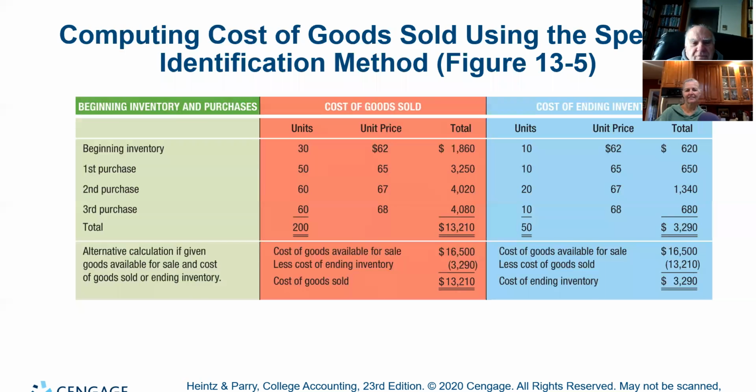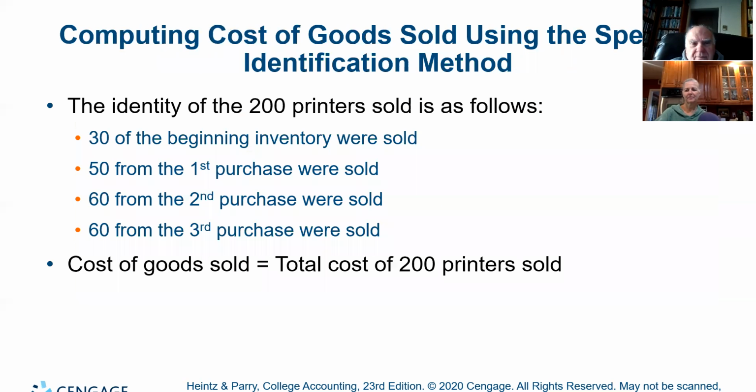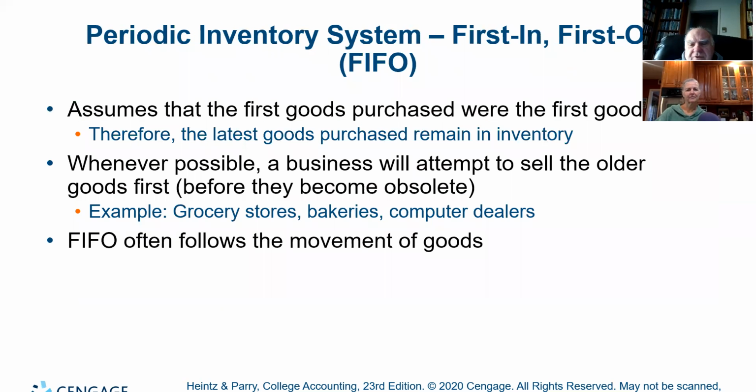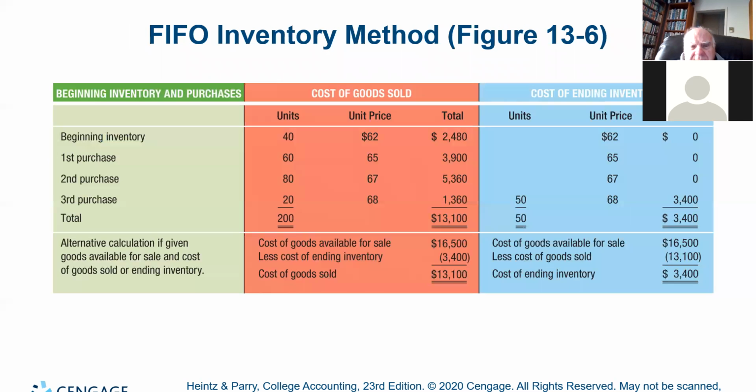Let's start with FIFO. It's an acronym that means first in, first out. We are pretending, and I use the word pretending deliberately, that we're always selling the oldest goods first. We're making that assumption. It's probably true, but not necessarily. Whenever possible, a business will usually attempt to sell the older goods first, like a grocery store or a bakery. So FIFO sometimes follows the movement of the physical goods, but not always.